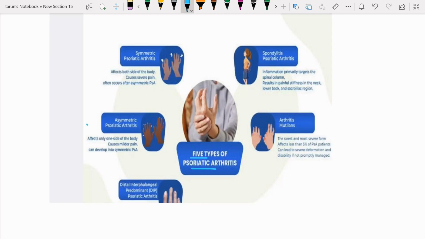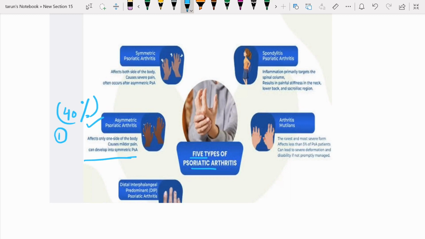The most common is asymmetric psoriatic arthritis, and it affects about 40% of the patients, in which only one side of the body is involved, as shown in the diagram. It causes only milder pain, and this asymmetry can convert into symmetric psoriatic arthritis. So this is one type, the asymmetric psoriatic arthritis.